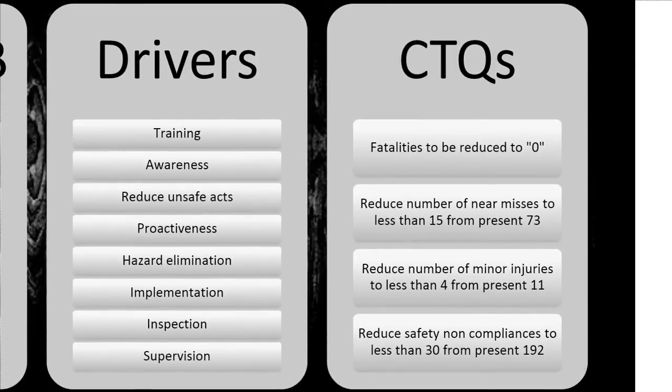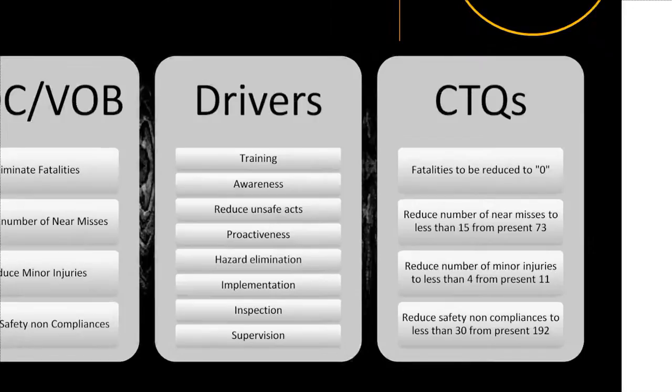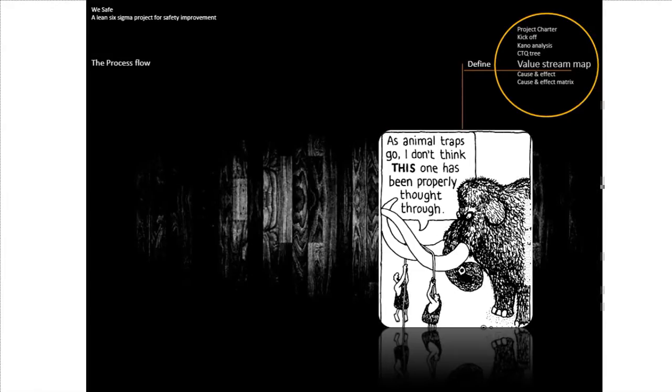Fatalities to be reduced to 0. Number of near misses to be reduced to 15. Number of minor injuries to be reduced to 4. Number of safety non-compliances to be reduced to 30, all above measured over a quarter of construction in a single project. Let's go ahead and look at the value stream map.